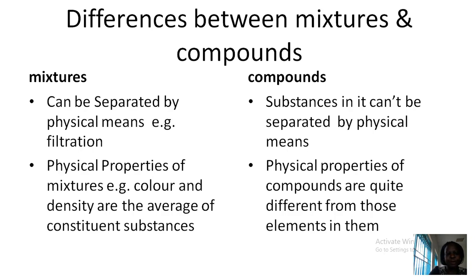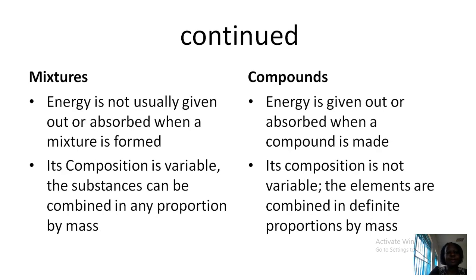Two, the physical properties of mixtures, for example, color and density, are the average of the constituent substances, whereas the physical properties of compounds are quite different from those of the elements that are present in them. Energy is not usually given out or absorbed when a mixture is formed. For example, when mixing iron and sulfur, we didn't need energy, we just simply got iron and sulfur and mixed the two. But when we were forming the compound iron(II) sulfide, energy was required. We had to heat the mixture of iron and sulfur to form iron(II) sulfide.